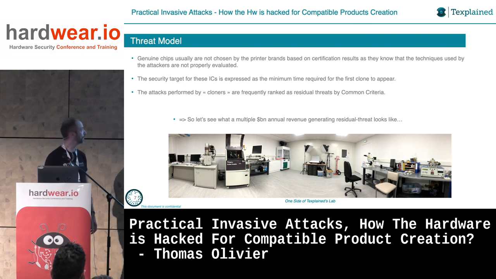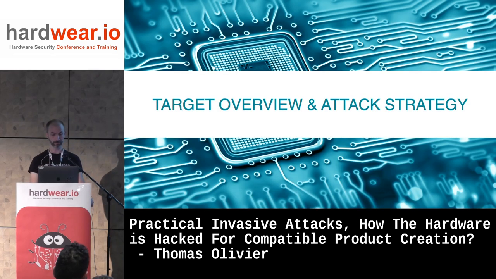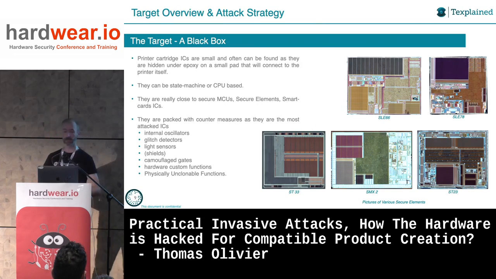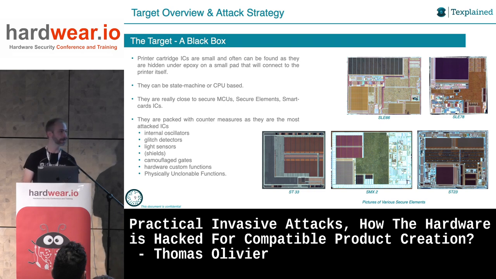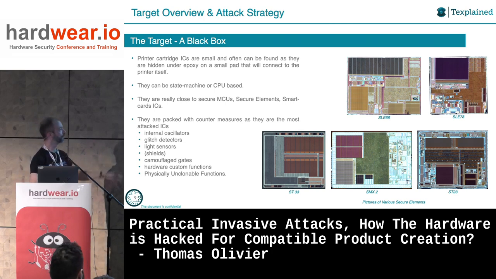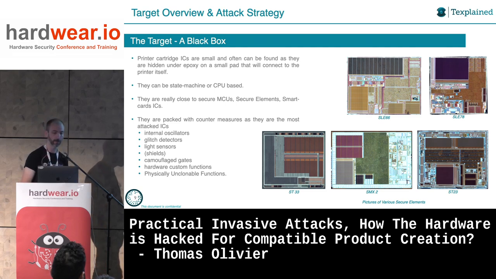So without further ado, let's see what this kind of attack looks like. Let's start with the target, right? In printer cartridges, you will find chips that are very close to secure elements. I put some pictures of secure elements for those who can recognize things. Those things are packed with countermeasures, and they are supposed to prevent any attack, right? Plus, you don't have public documentation, which makes it hard to even know what they are.